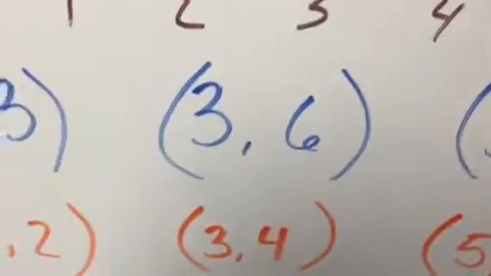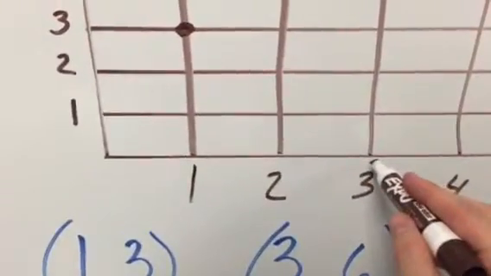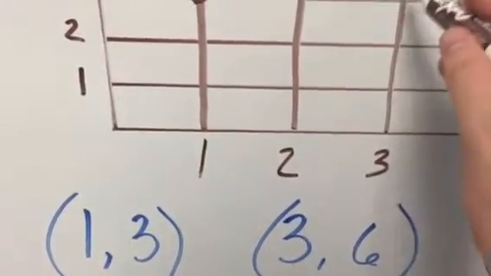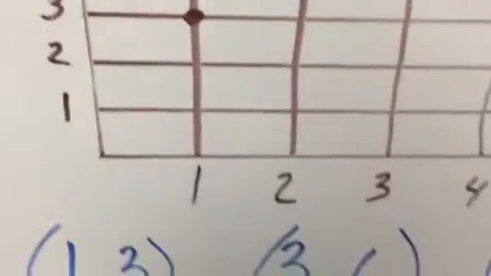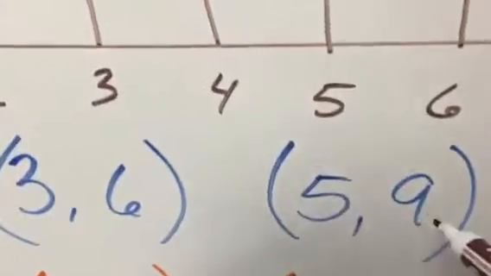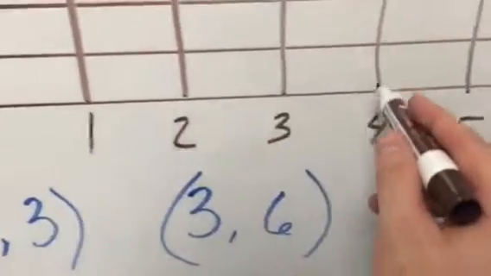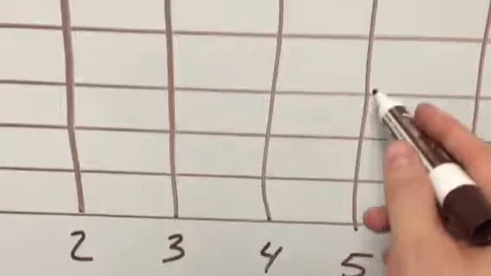The second one is 3, 6. So again, I do the x-axis first. 1, 2, 3. And then the other one, the y-axis was 6. So 1, 2, 3, 4, 5, 6. So that'll go there. And the third one is 5, 9. So I start again, always starting at my origin. 1, 2, 3, 4, 5. And it's 9. So 1, 2, 3, 4, 5, 6, 7, 8, and 9.